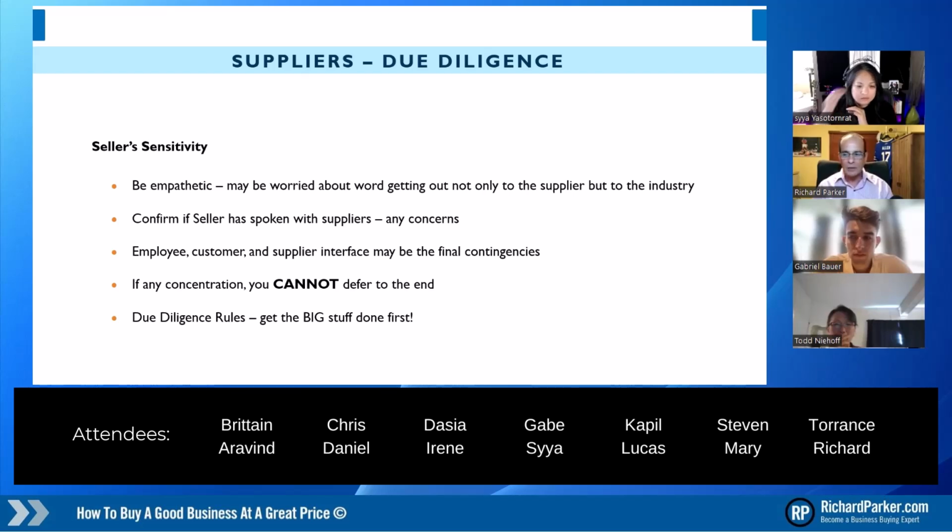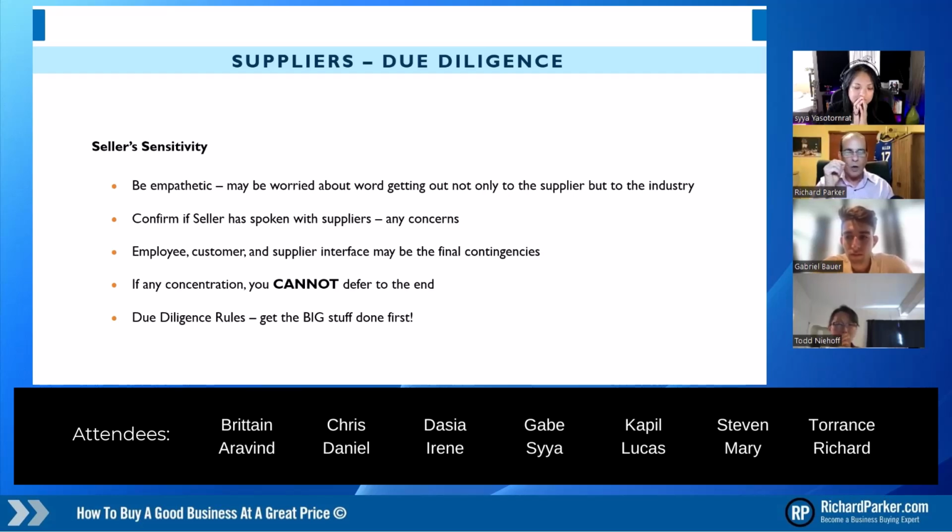If there's any concentration of suppliers, meaning a certain supplier represents a disproportionate amount of the business, you cannot defer that contingency to the end of your due diligence. So say you have a supplier that is 80% of the business.